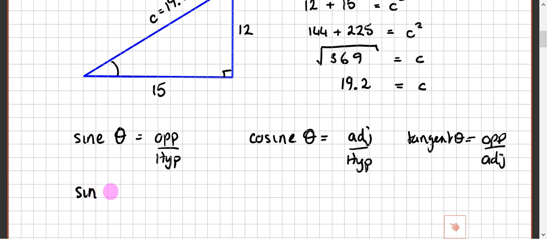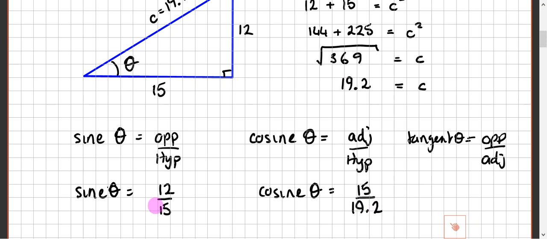So I just want to write down what those would be. Sine of theta is, if this is my theta, 12 divided by 15. Cosine of the same angle would be 15 over 19.2. Actually, that's wrong, isn't it? Is that why you were looking at me funny? Yeah, that should be 19.2 for the hypotenuse. So sine is 12 over 19.2, cosine is 15 over 19.2, and then the tangent of theta should be 12 over 15. Okay? So they're my ratios.